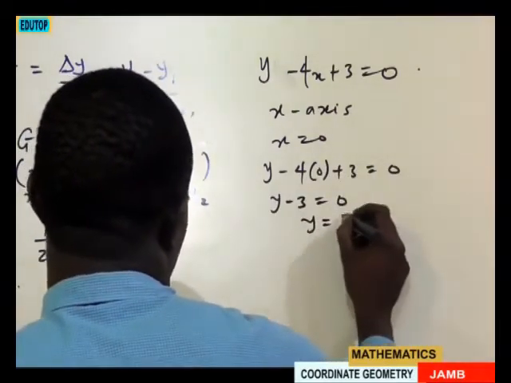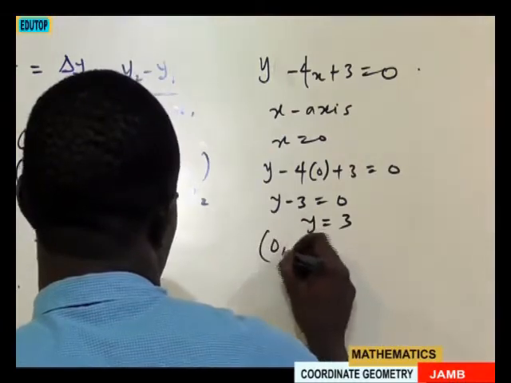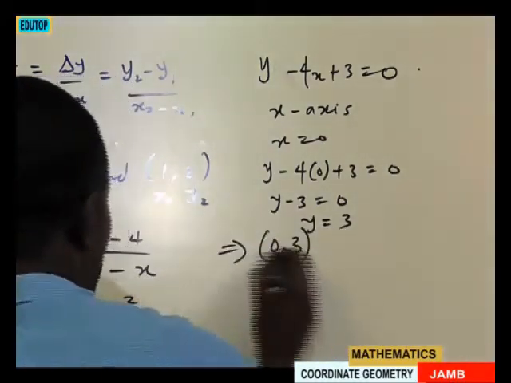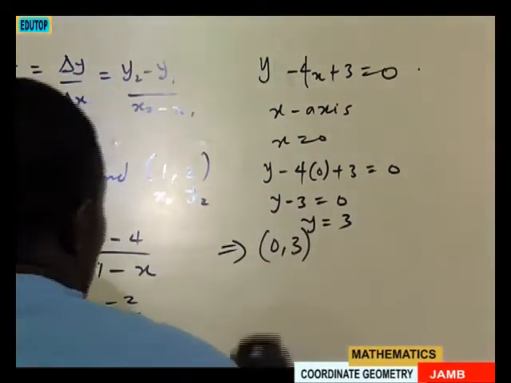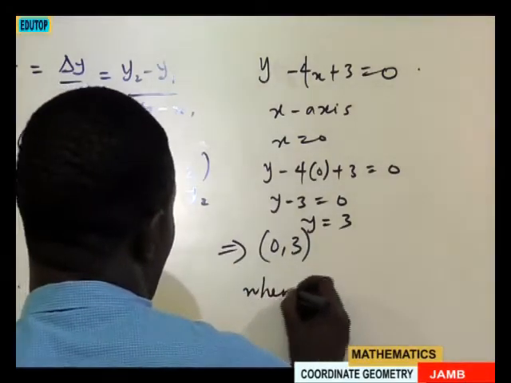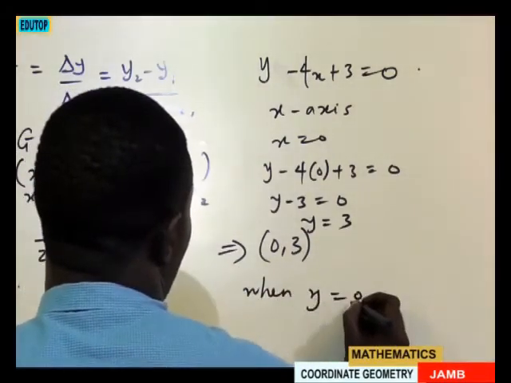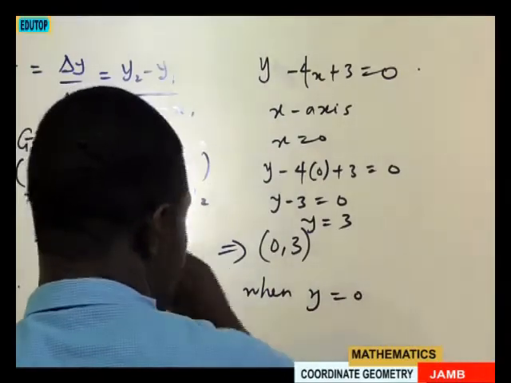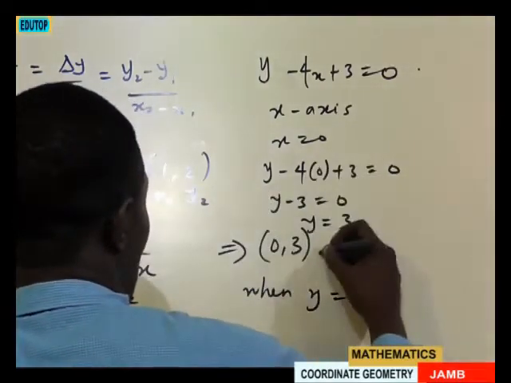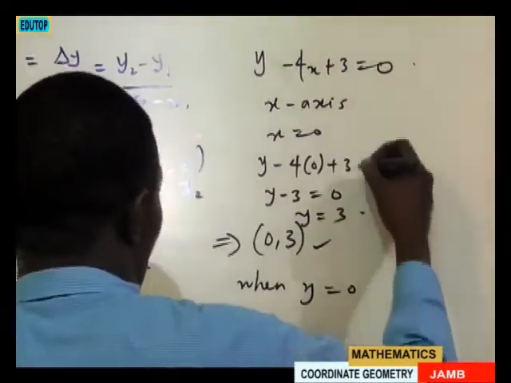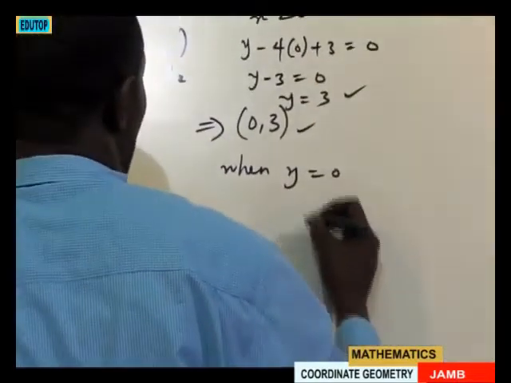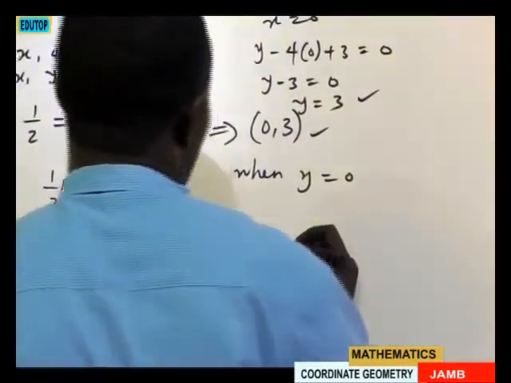So y equals what? 3. That means the coordinate is 0, 3. Then also, when y is 0, that's our x-intercept. These are our coordinates. When x is 0 we get the y-intercept, and the x-intercept is when y is 0.